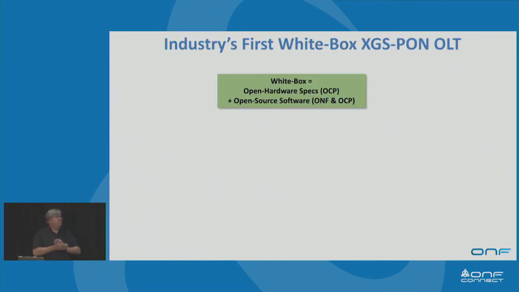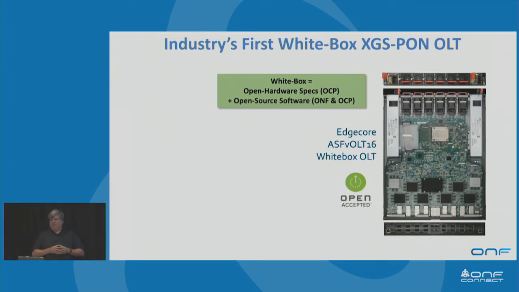So what we have done is we have developed, together with our partners and community members, the industry first Whitebox XGS-PON OLT. It uses open hardware specifications from the Open Compute Project and open source software from ONF and Open Compute Project. Here is a picture of one of the EdgeCore Whitebox OLTs. You're looking at it top down. I don't know if we actually have one of these on the show floor. Sometimes we have them by our demo booths. You'll be able to look into it if there is one, but they're kind of interesting to look at.